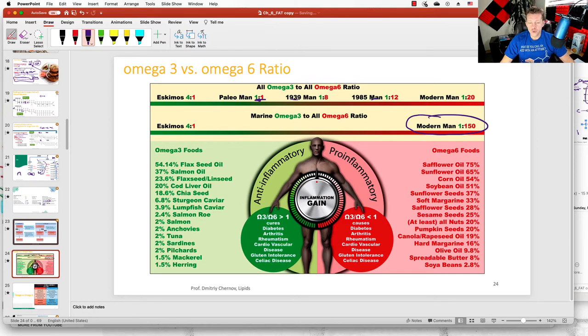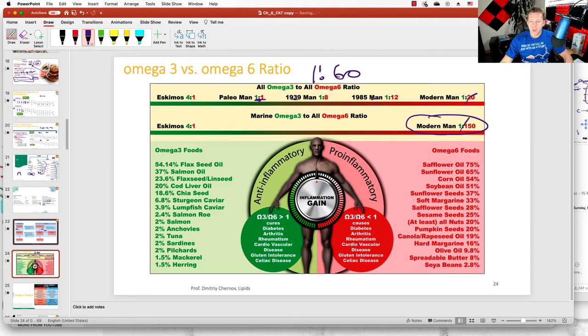1-to-150. Truly, I do not remember where I got this information from, this particular image. So it could be whatever, whoever created whatever. But today's ratio, what I know from a reputable source, is 1-to-60. Just because it's a science course, I probably should have put a link towards that particular reference. But trust me, it is 1-to-60.